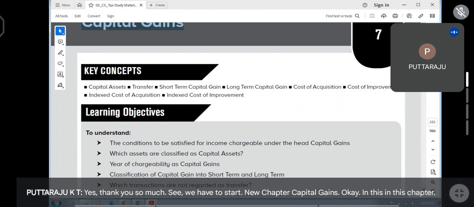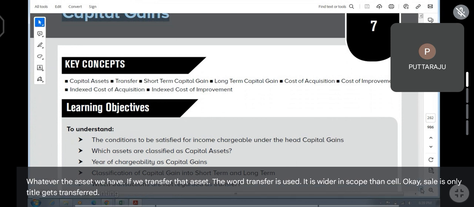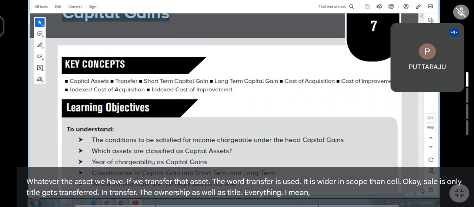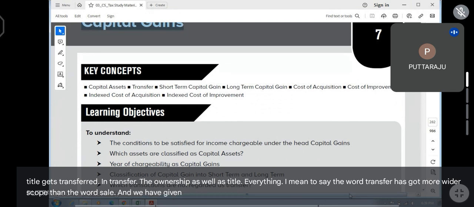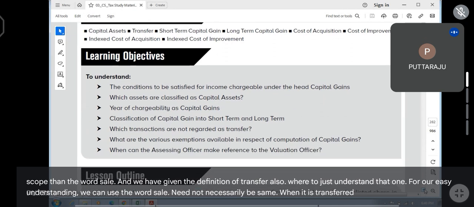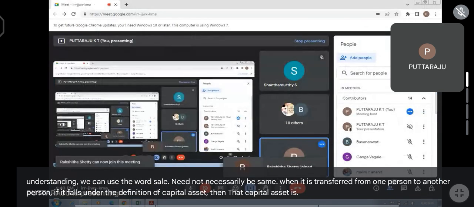In this chapter, whatever the asset we have, if we transfer that asset, the word transfer is used. It is wider in scope than sale. Sale is only where title gets transferred. In transfer, the ownership as well as title, everything is transferred. And we have given the definition of transfer also. For our easy understanding, we can use the word sale, though it need not necessarily be a sale. When it is transferred from one person to another person, if it falls under the definition of capital asset, then that capital asset is taxable.